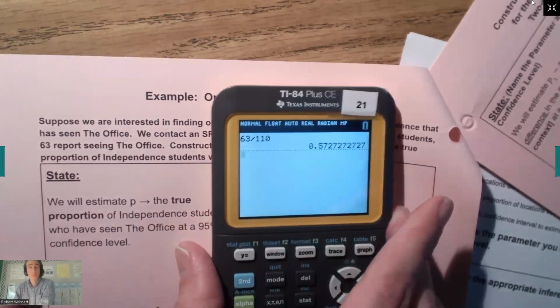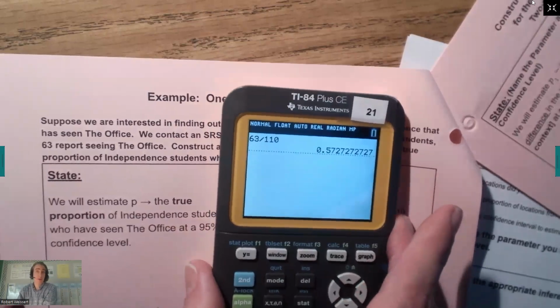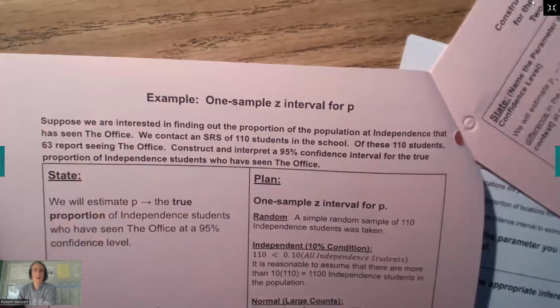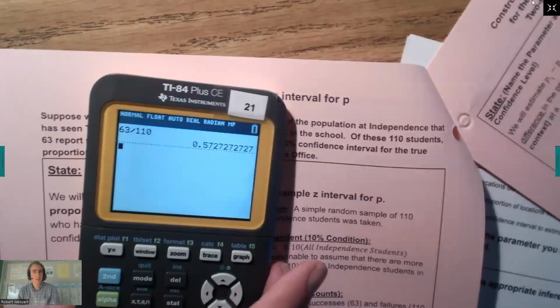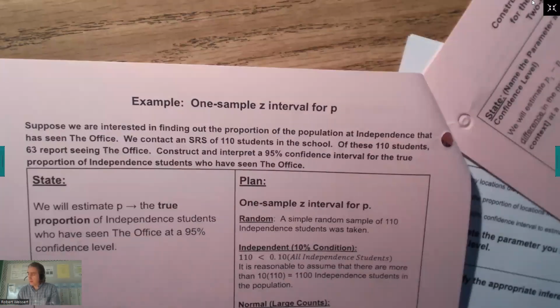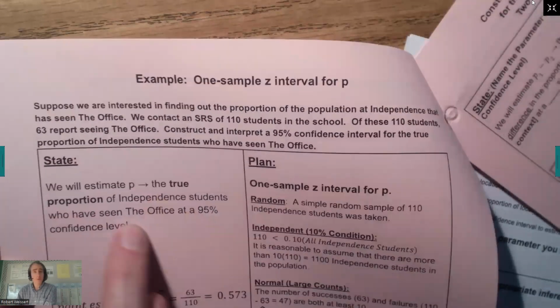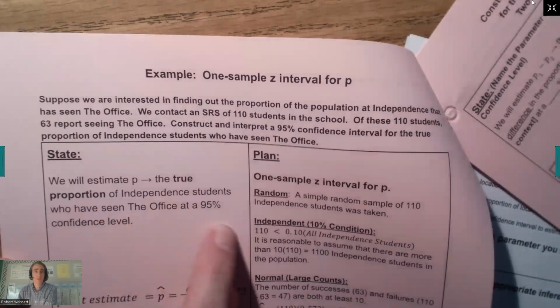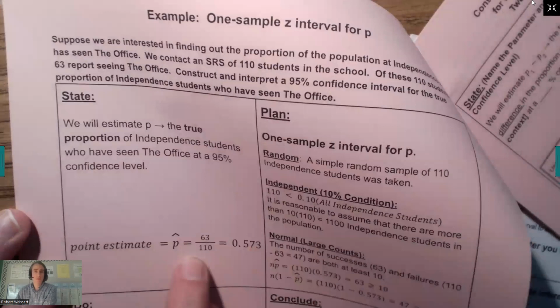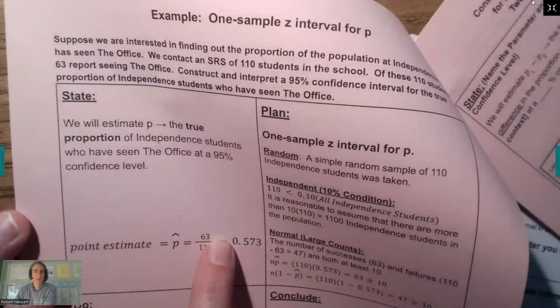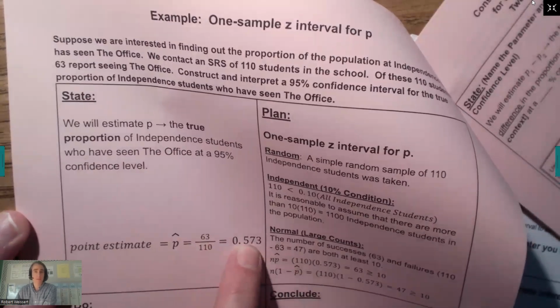Now, is that the true proportion of all students at Independence High School? Well, we're not quite so sure. And that's why we build an interval around that to make sure that we can account for some error, okay? So what we're gonna write in the state part is we will estimate the true proportion of independent students who have seen The Office at 95% confidence. We can go ahead and calculate that sample proportion. So we just show that division, and 0.573 is good enough as a rounding.